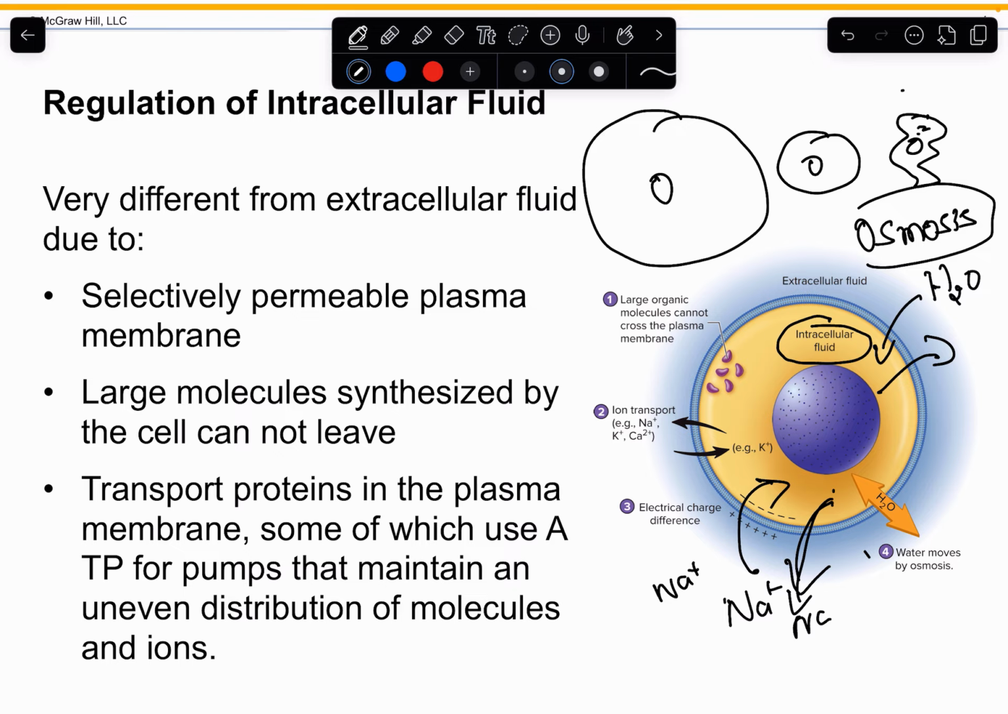So some things will move in and out by that transport protein, because the plasma membrane cannot let them in and out freely. So they use what? ATP for that purpose. That's uneven distribution. So this plasma membrane is what? Selectively permeable membrane. Certain things will go in and out.